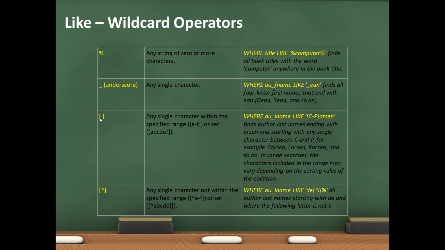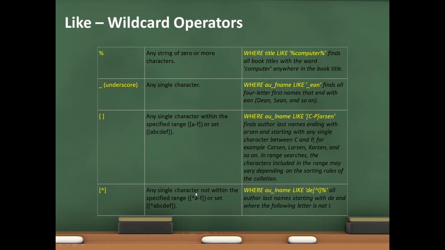This one down below says, let's find a range of characters. In this case, it says I want all the names from C to P that have ARSON after it. So it would do Carson, Darson, all the way up to Parson, and it would pull all those names out. So it's a single character replacement, but it works through that complete range. And this one is one that I've never used before, but what it does is it says any single character not within that specified range.